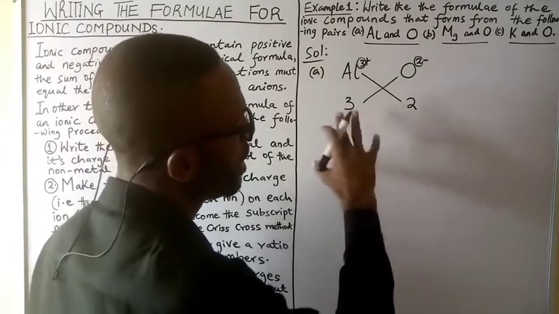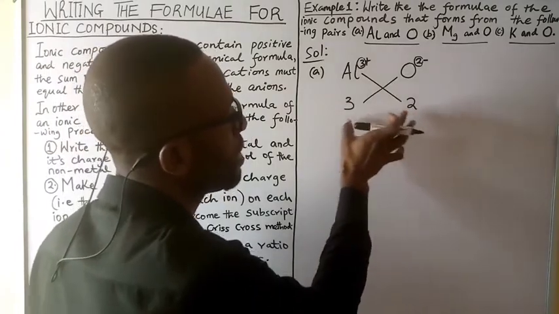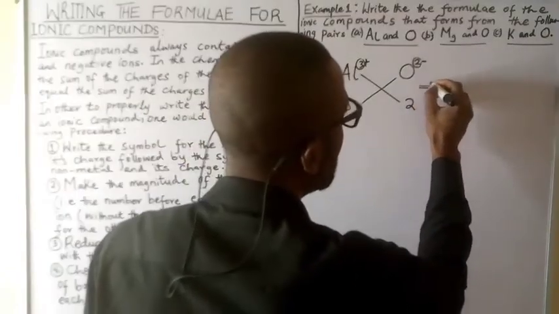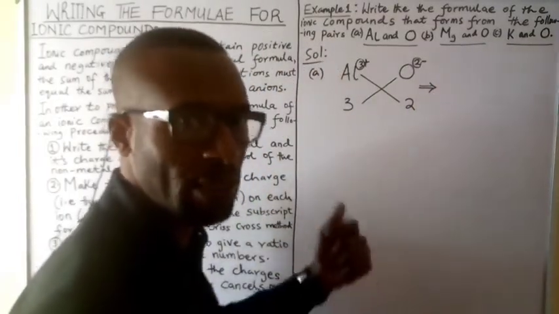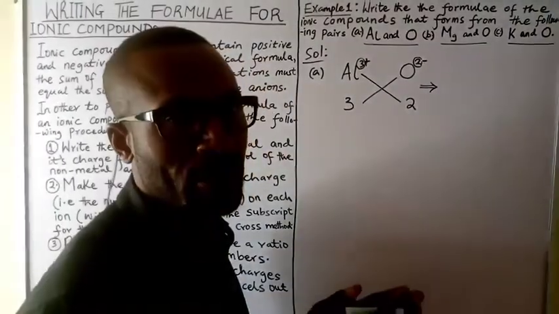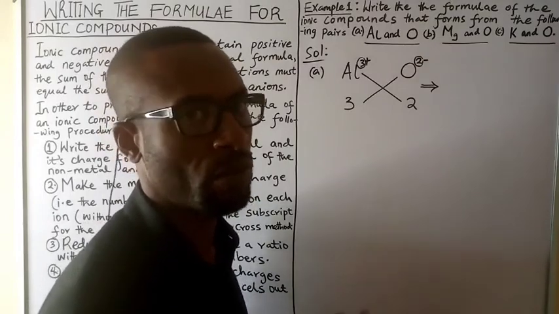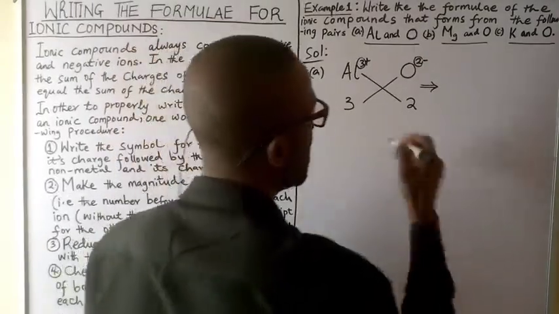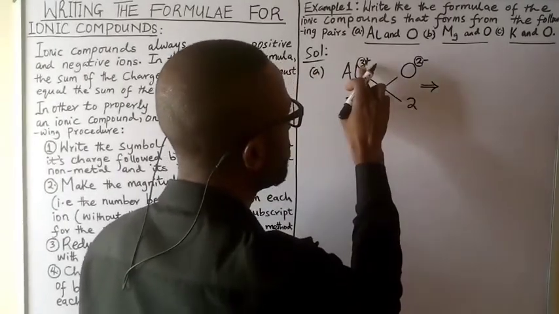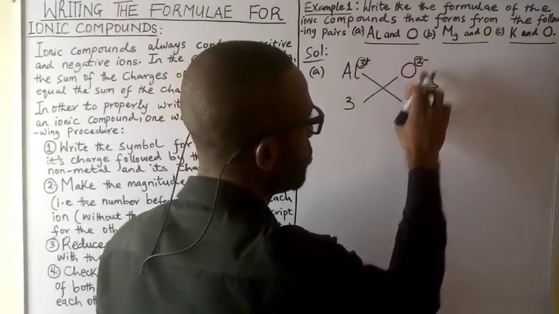And once you exchange their magnitude, what we are going to do now is use those magnitudes you've exchanged to become what we call the subscripts, numbers that determine atomicity. Atomicity is the number of atoms present in the atoms of a given element in a molecule, or compound. So what we're trying to say is that you exchange their magnitude. The magnitude of the charge here is 3, you bring it down. The magnitude of charge here is 2, you bring it down.